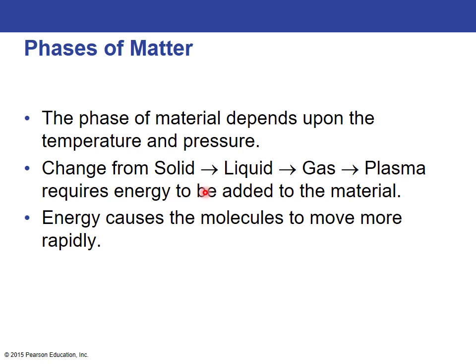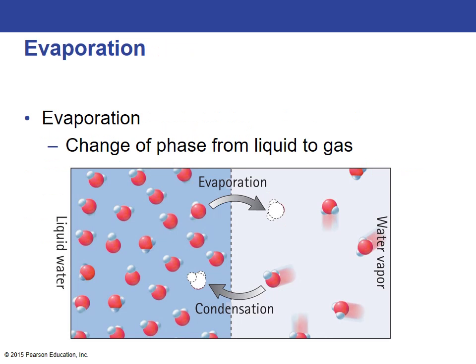If you think of a solid like ice, it's cold. A liquid is not going to be quite as cold as ice. You've added some temperature, and there is also less pressure. And then to go to a gas, there's even less pressure and even a higher temperature. And then to get to a plasma, an even higher temperature would be required. So energy causes the molecules to move more rapidly.